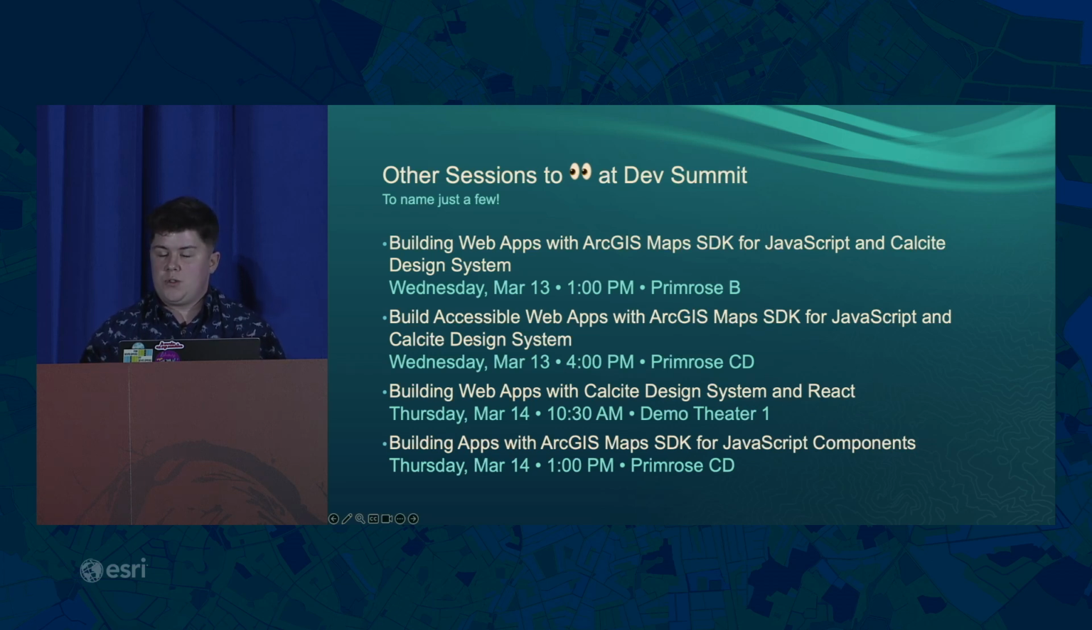Tomorrow morning, if you're interested specifically in front-end frameworks, there's a demo theater on building with Calcite and React, which is one of the more popular front-end frameworks. And then tomorrow afternoon, there'll be a session on building with the Maps SDK for JavaScript components. We've talked a lot about web components as they relate to Calcite components, but the JavaScript Maps SDK in beta now has a set of web components that you can use to bring in the map and other elements of the SDK into your applications. So definitely check that out if you want to learn more about web components.